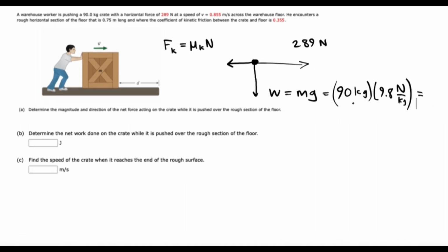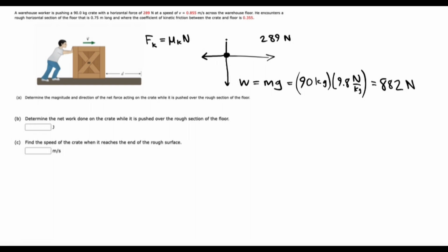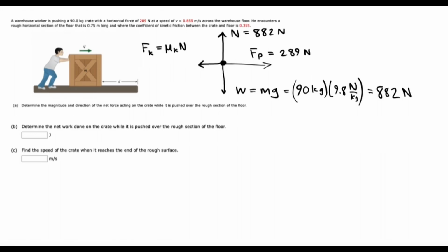and let's see what that weight is. 882 newtons. Then that makes the normal force also equal to 882 newtons. Let's calculate that kinetic friction then. It's going to be 0.355 times the 882. I get 313 newtons for that.